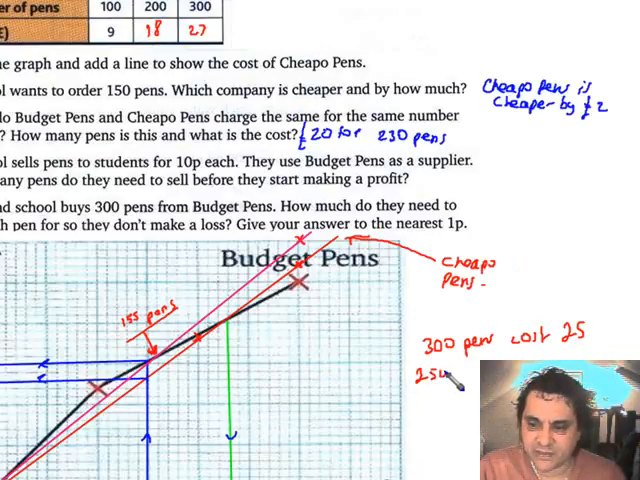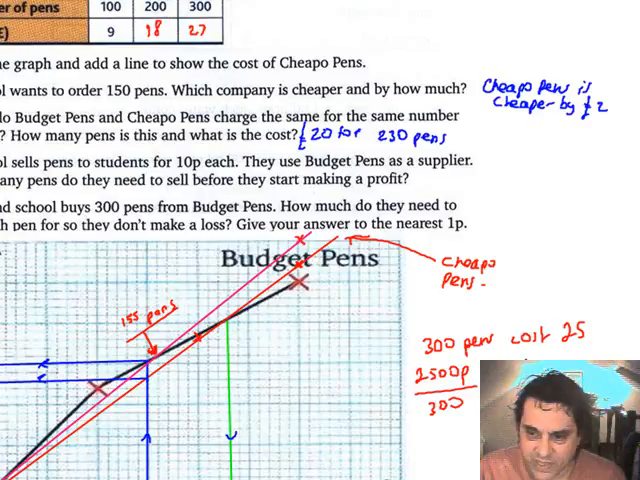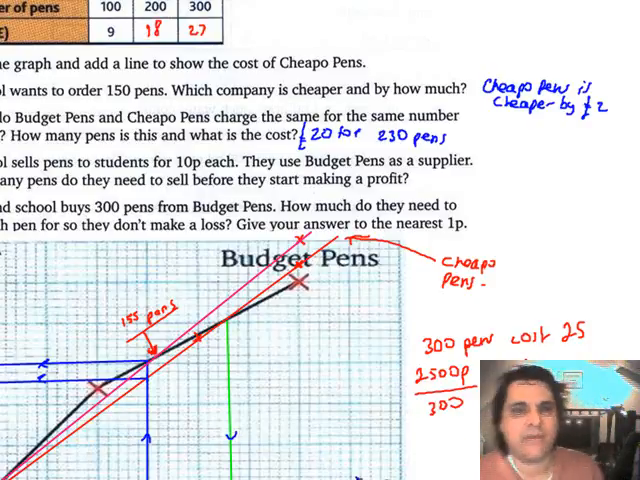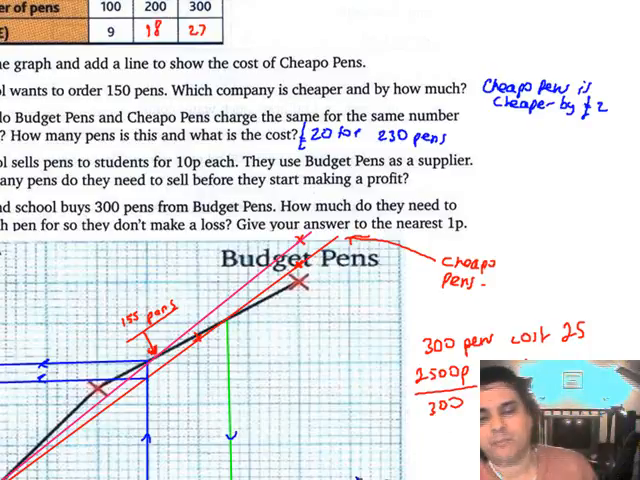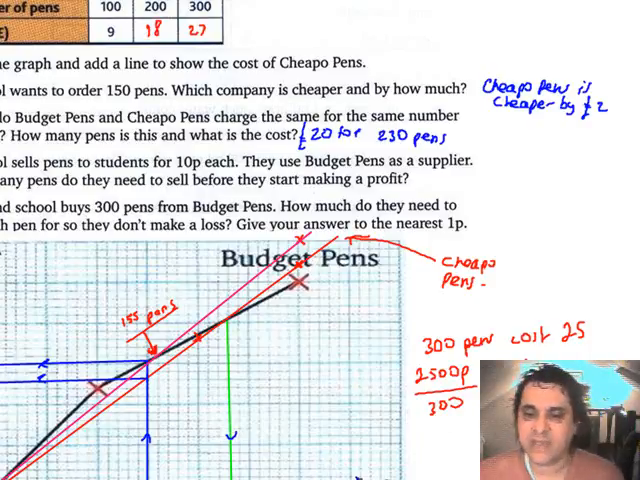So it's 2,500 pence divided by 300. I happen to know that's exactly 8.3 recurring pence, because 3 goes into 25 8 times and 1 left over. Well, that's 8 1/3, so it's 8.3 recurring pence. Now, watch out, it says give your answer to the nearest penny. If you do that, you'll be forced to call it 8p.